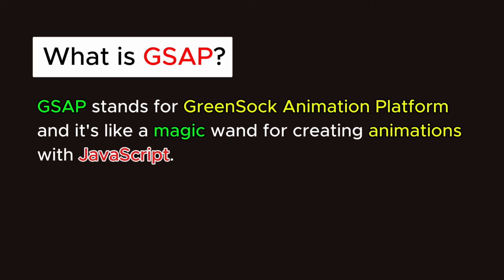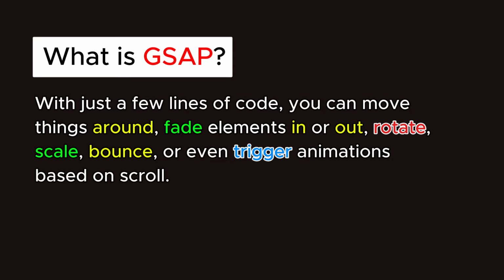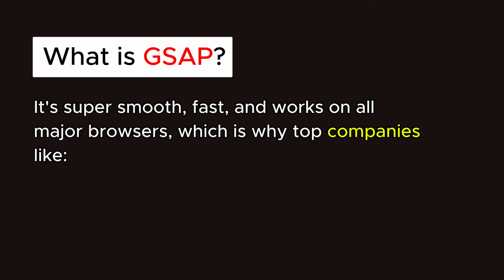GSAP stands for GreenSock Animation Platform, and it's like a magic wand for creating animations with JavaScript. With just a few lines of code, you can move things around, fade elements in or out, rotate, scale, bounce, or even trigger animations based on scroll. It's super smooth, fast, and works on all major browsers, which is why top companies like Google, Disney, and Apple use it in production websites.